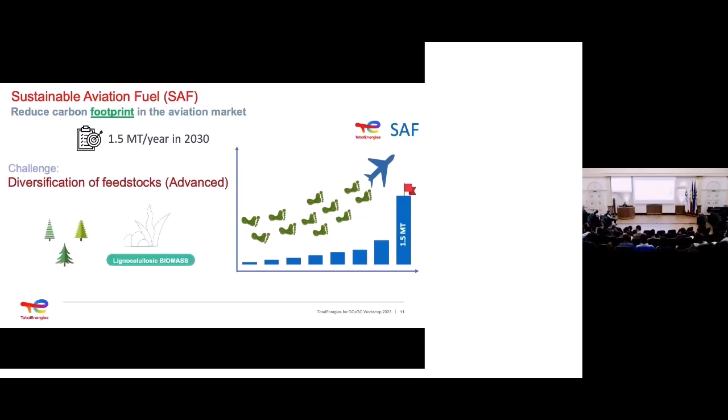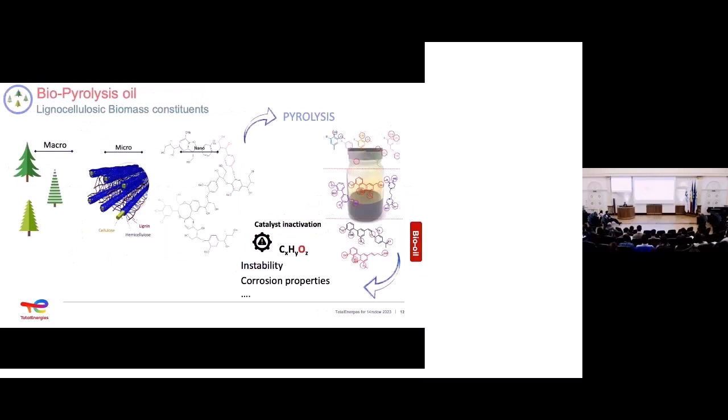However, to reach this goal, we have some challenges to overcome. The first of them is the diversification of feedstocks. Besides the feedstocks already used for SAF, such as used cooking oil and animal fat, lignocellulose biomass has started to be explored. However, contrary to fossil-based fuel, the composition of lignocellulose biomass presents a lot of oxygenated compounds, since it is composed of cellulose, hemicellulose, and lignin.